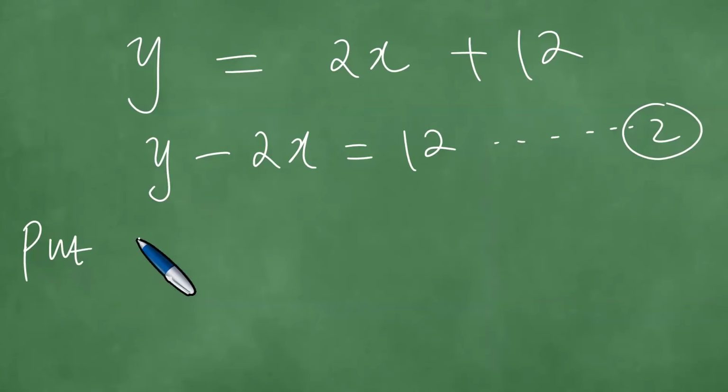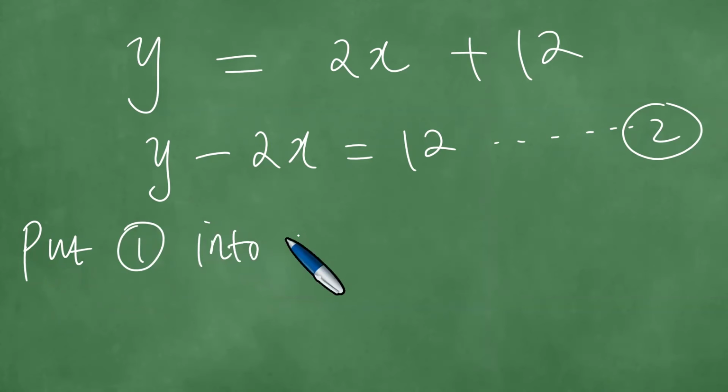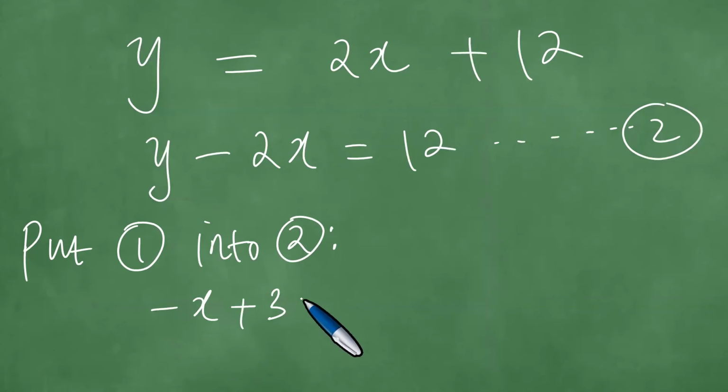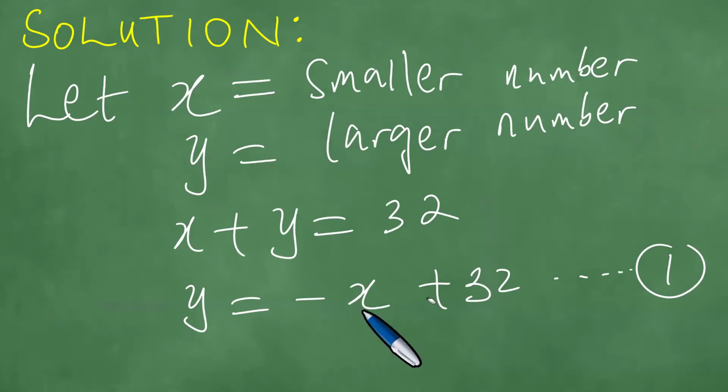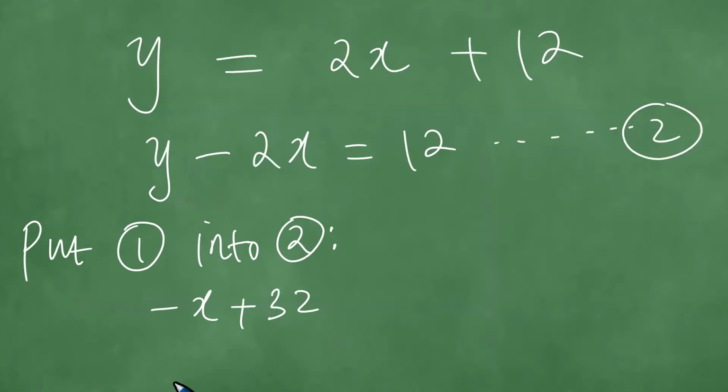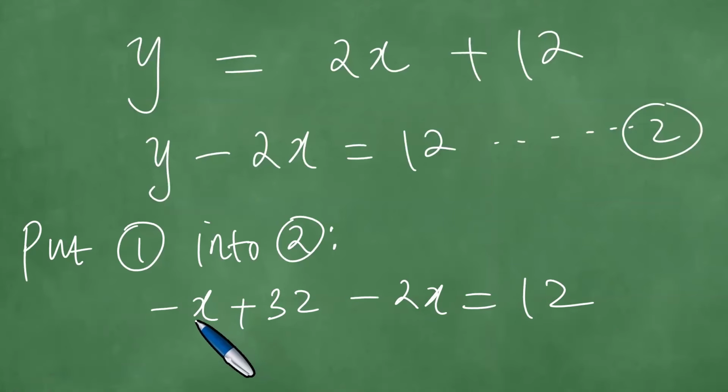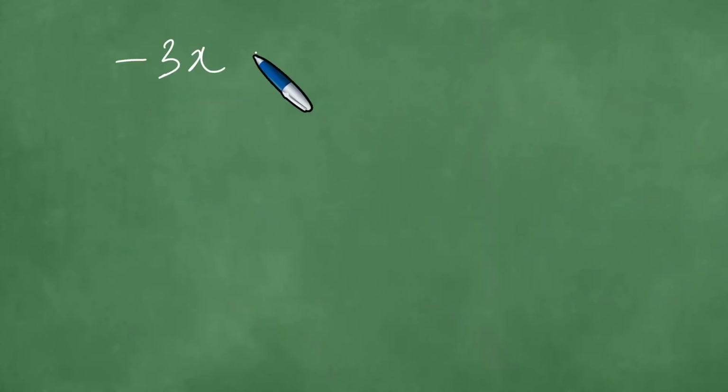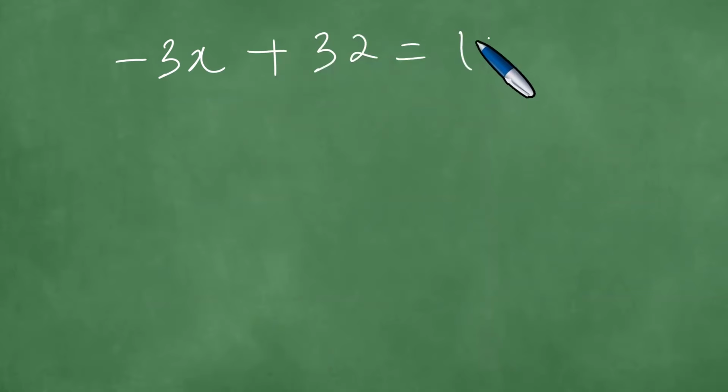We proceed to put 1 into 2. So if you put 1 into 2, then in the place of y, you put minus x plus 32, because we know that y here is minus x plus 32. But now we have minus twice x equals 12. So we have minus x minus 2x, which is minus 3x, plus 32, and the result is 12.